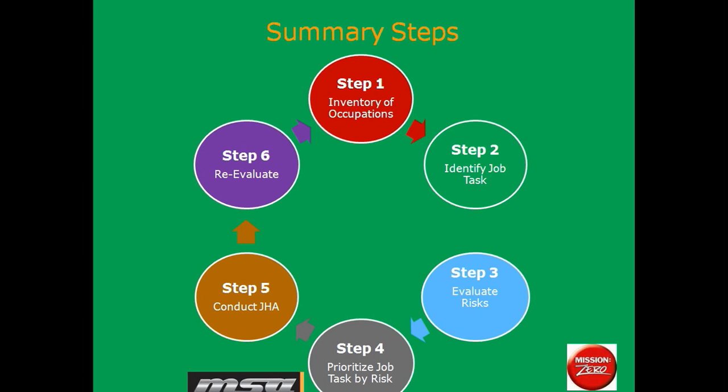So to summarize, the steps involved are: we look at the inventory of occupations or jobs. We identify those job tasks and break them into tasks or components. We look at those risks and prioritize them using our risk assessment. We've looked at various risk assessment tools you can use, whether it be a RiskX calculator, an app, or a more traditional matrix. We take that information, compile it and conduct our job hazard analysis, and we re-evaluate the procedure. We follow up to ensure it's done properly, the controls are in place, and it's accessible to our staff. So that's an overall view of the summary steps of completing a job hazard analysis.